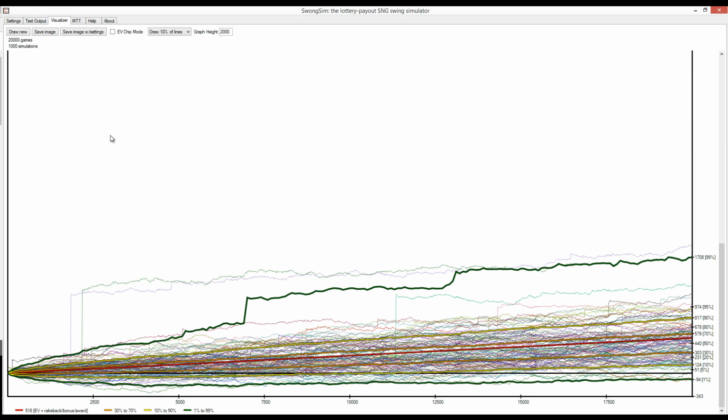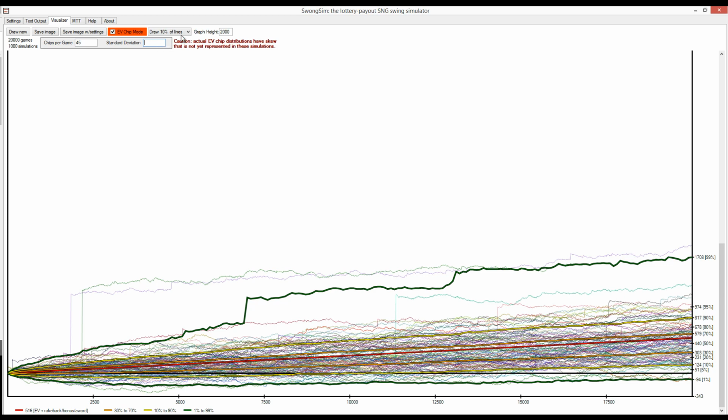So SwongSim also has a feature for looking at variance in chip EV as well. So what you want to do is click into EV chip mode, put in your chips per game, and then put in a standard deviation. If you do some Google research on 2+2, there's at least one thread discussing what standard deviations look like in spins. The general consensus is something like 400 to 450, but it varies with play style and probably just variance as well in terms of the samples that people present.